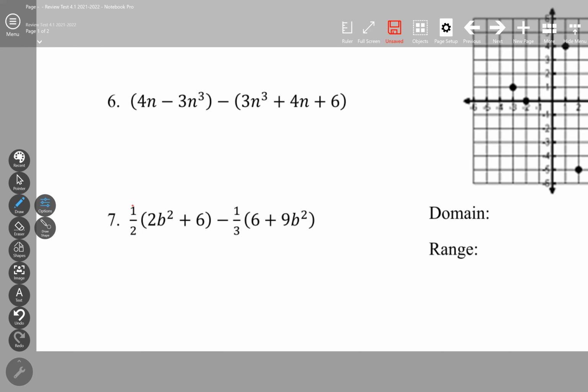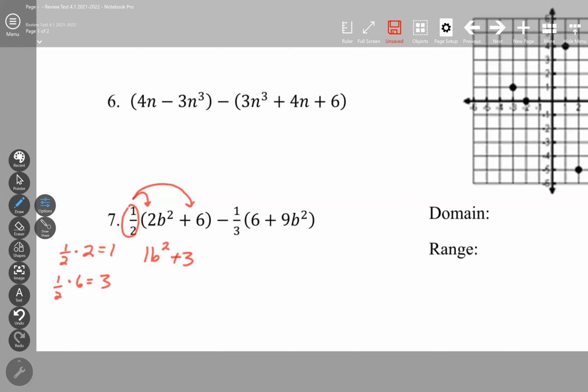All right, so this first one, we're going to take this 1/2 and multiply it in to each of these. So we're doing 1/2 times 2 for this b squared, right? So what's 1/2 times 2? It's 1. So I'm going to get 1b squared. Then I'm going to do 1/2 and multiply it by positive 6. And so 1/2 times positive 6 is 3. So I have plus 3.